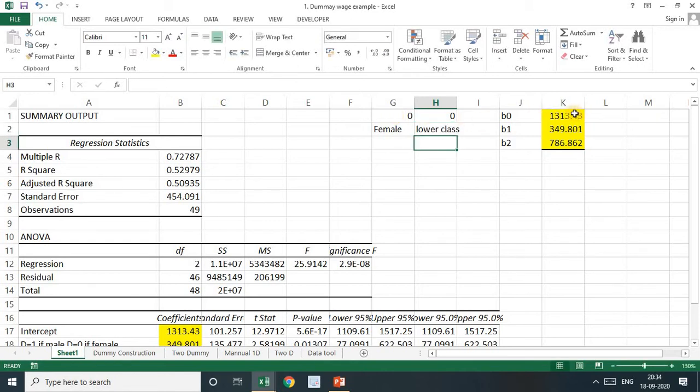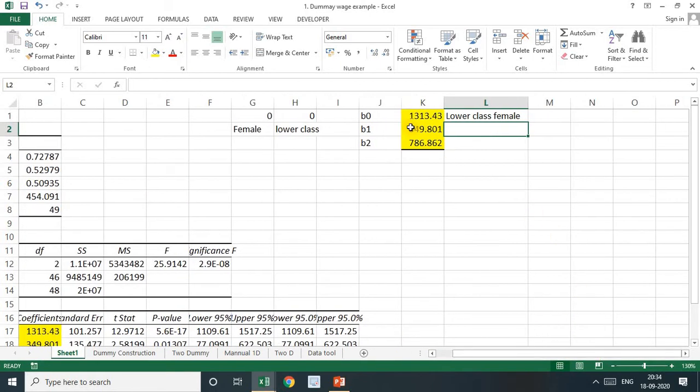So what will be this value? This 1313 is the average wage of lower class female. Is it okay? Then what is this beta 1? This is the difference in the wage rate on the basis of gender.